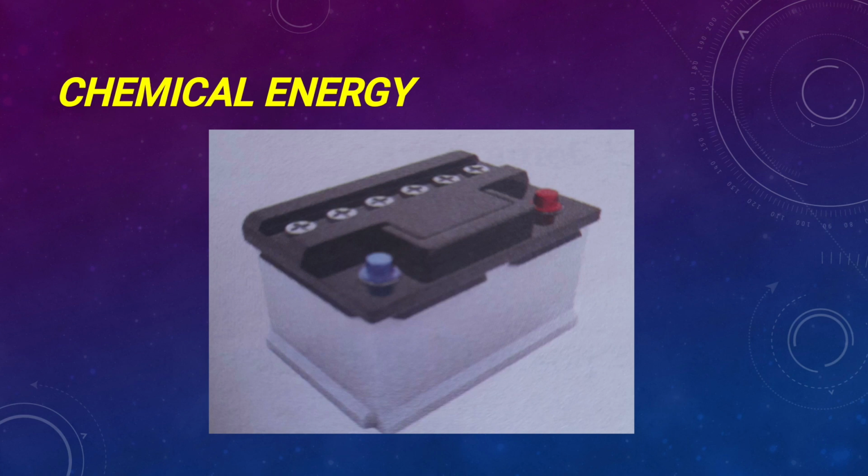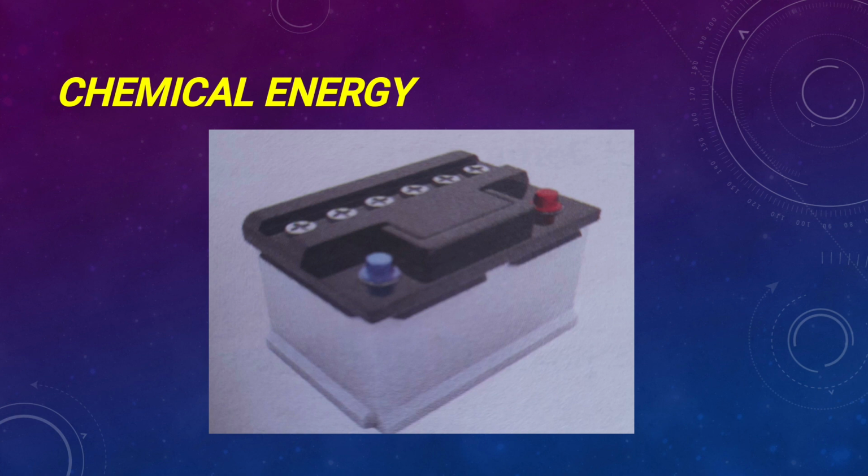Chemical energy. The chemicals present in that battery can convert into electrical energy. So whatever matter is present on earth, it consists of some energy. That energy which is stored in the matter is known as chemical energy.